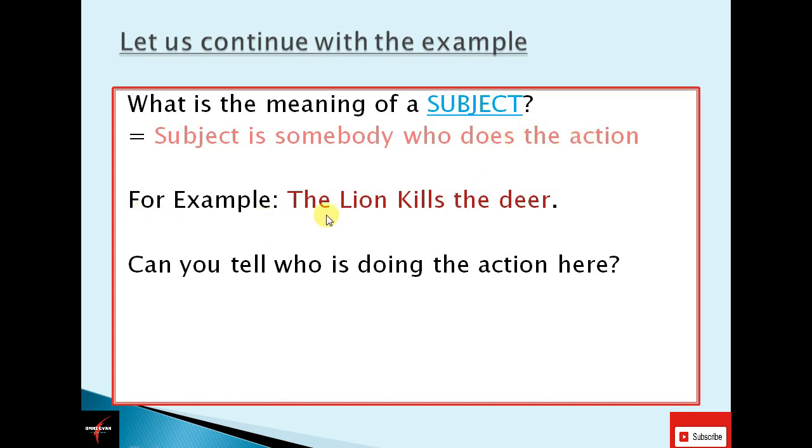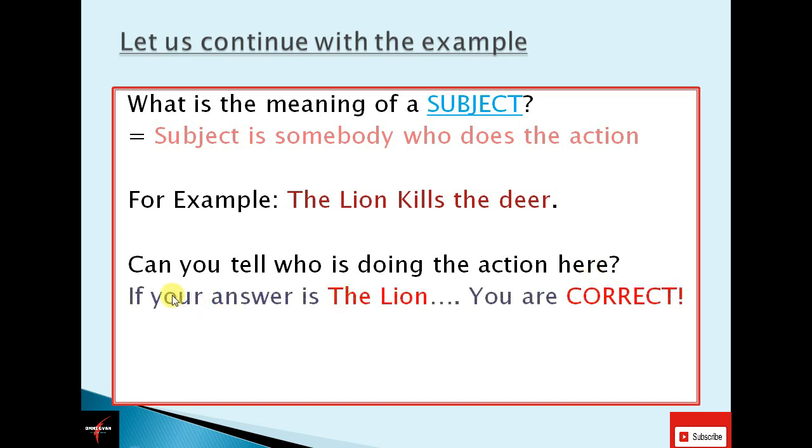Take this example. The lion kills the deer. Now can you tell who is doing the action here? If your answer is the lion, you are correct. That means the lion here is doing the action. What is the action? The action of killing. This action of killing is done by the lion.